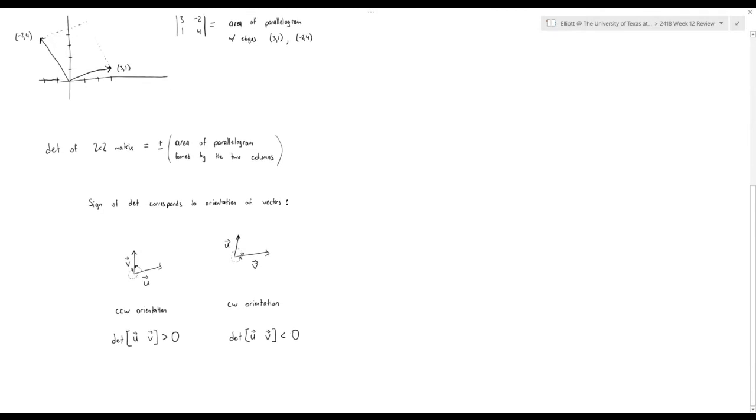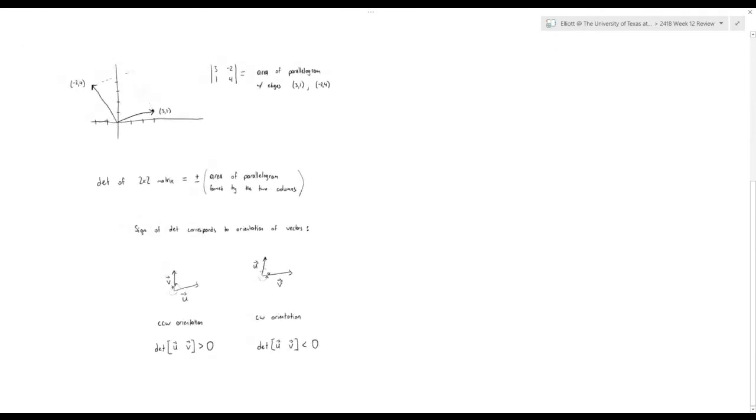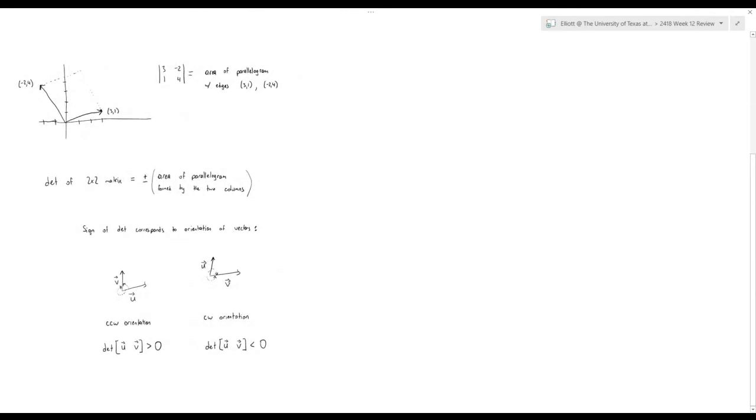All right. So that's just a brief idea of what the sign of the determinant is telling you. It's telling you the orientation of your two vectors.